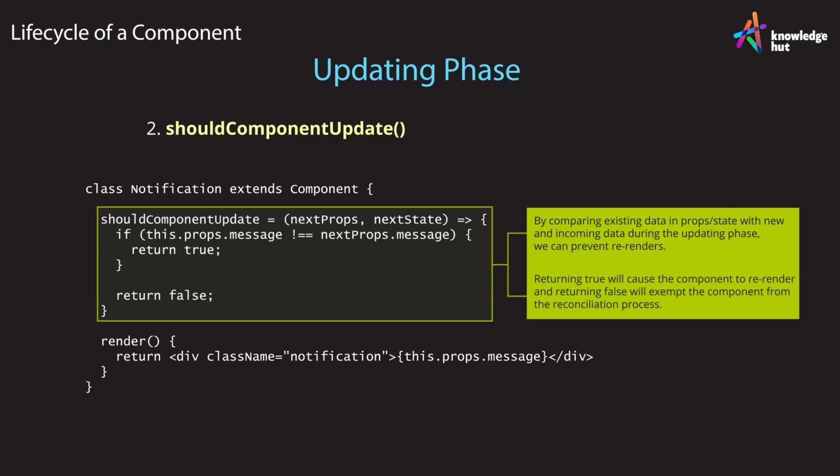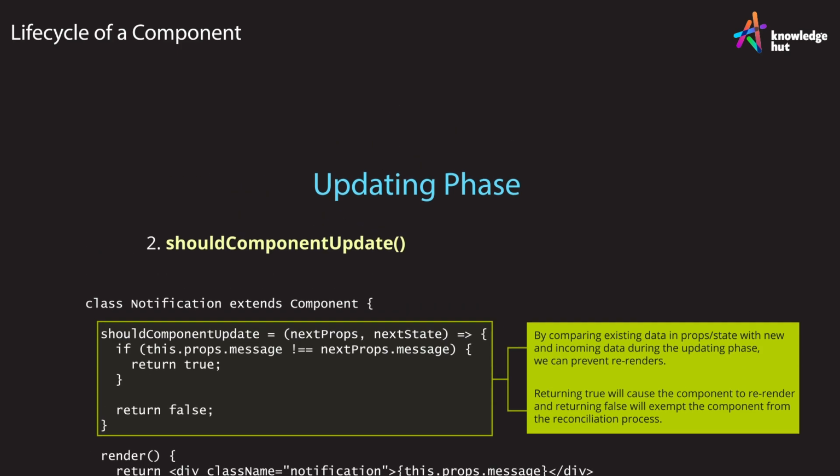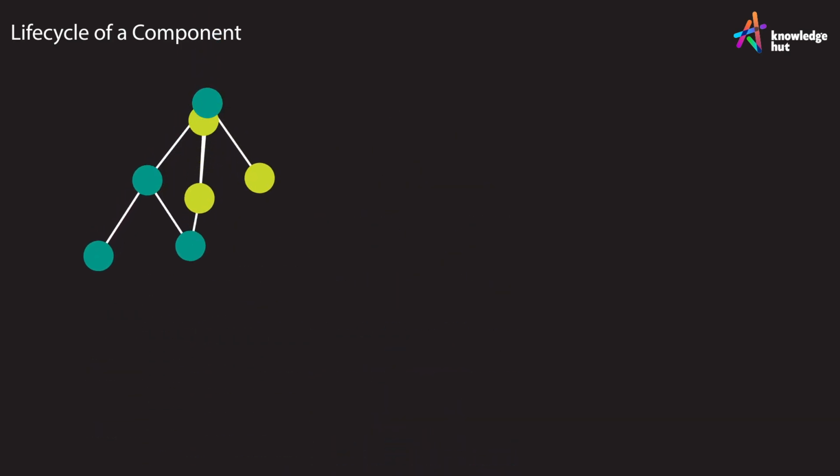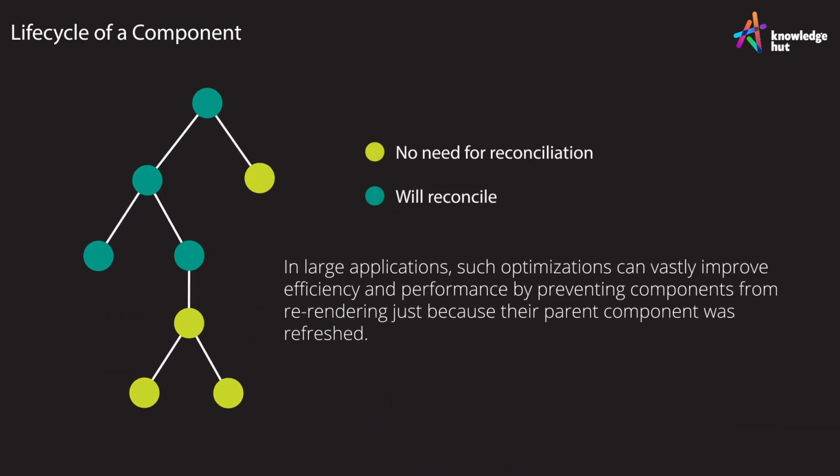Usually, a prop or state update would result in a re-render even if the values in that data are exactly the same as before. This can be optimized by doing a comparison and returning true if you want a re-render or false if you can save on one. In a large application where components are deeply nested, this can vastly improve efficiency and performance by preventing several component instances from re-rendering just because their parent component was refreshed.